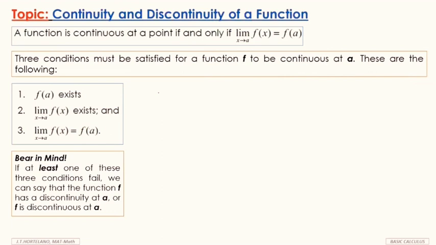if the function is discontinuous at a, and it so happens that the second condition is not satisfied, the limit of f of x as x approaches a does not exist, then the discontinuity is called essential, or non-removable.